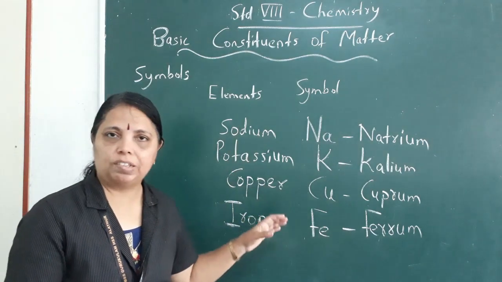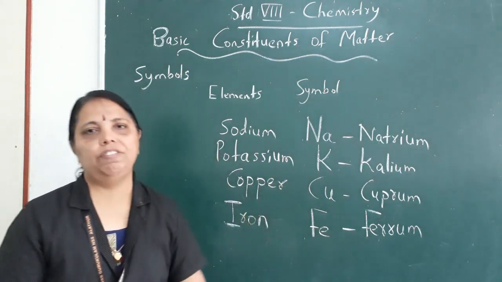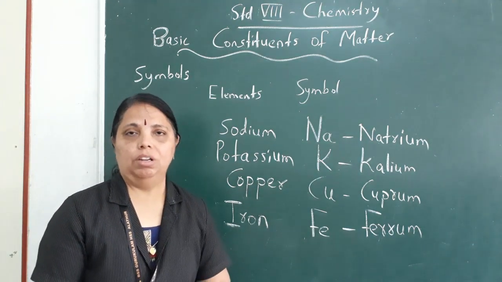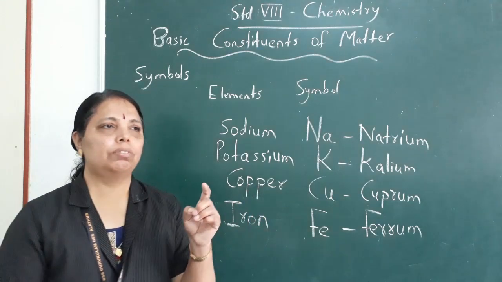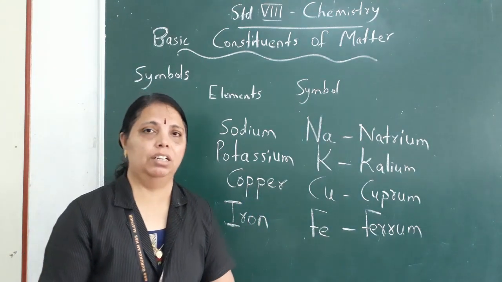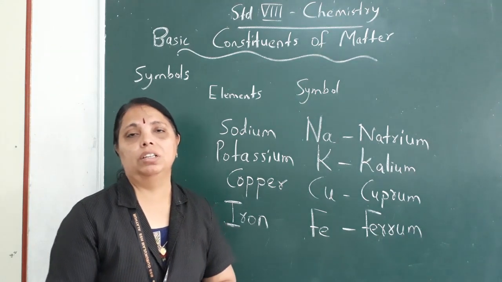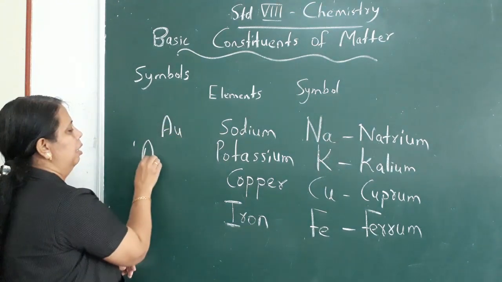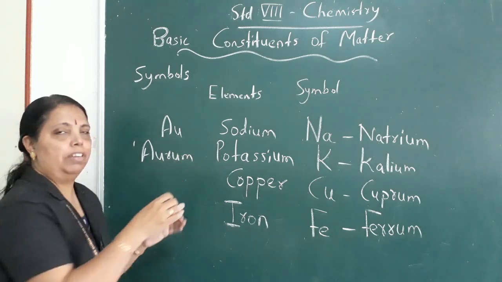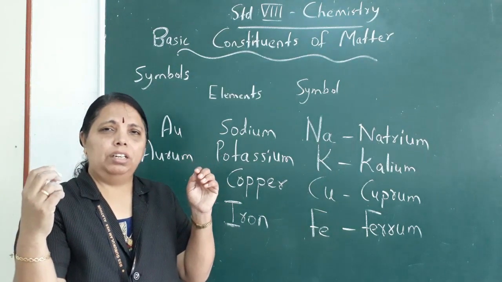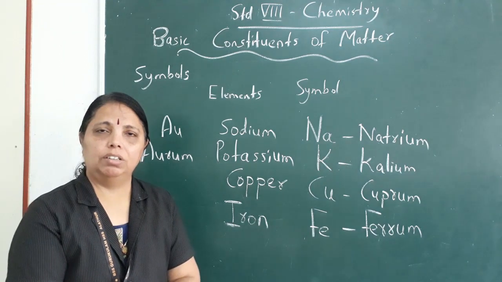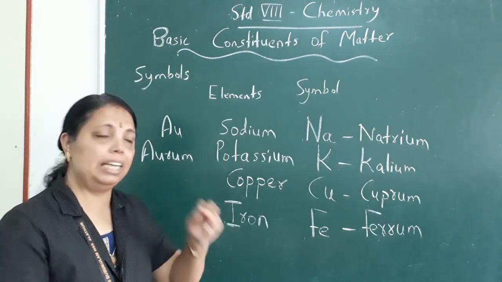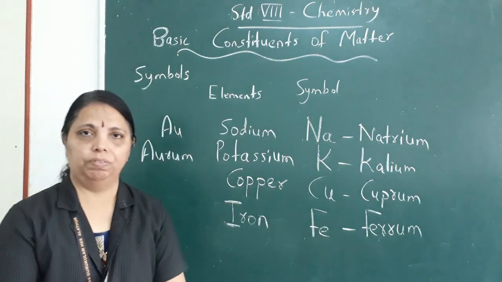So whatever is given in the textbook I will teach you. Besides that, I will be giving you some other names also. Don't worry. I know you have many doubts. Okay children, now for example, gold. Gold is a very precious metal. What is the symbol for gold? The symbol for gold will be Au, from the Latin name aurum. Aurum means a lustrous, very nicely shining metal. From that we get the symbol Au.